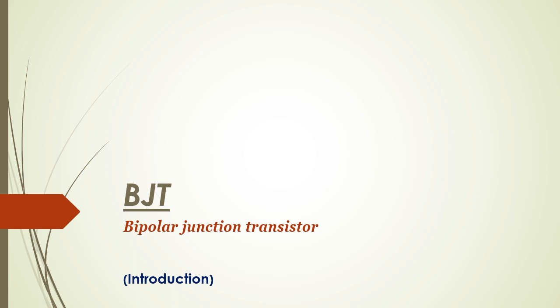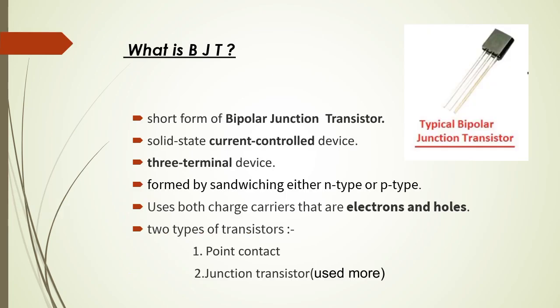Today we are going to discuss the basic element in the branch of electronics, that is BJT. What is BJT? BJT is a short form of bipolar junction transistor and it is a solid state current control device and has three terminals. It's formed by sandwiching either N-type or P-type semiconductor. It uses both charge carriers, that are electrons and holes. That's why the name bipolar came.